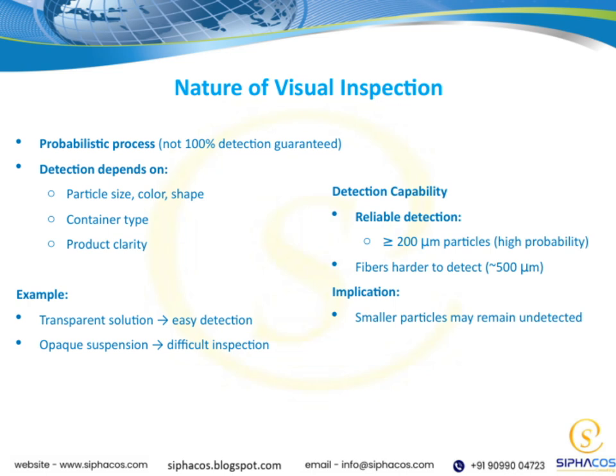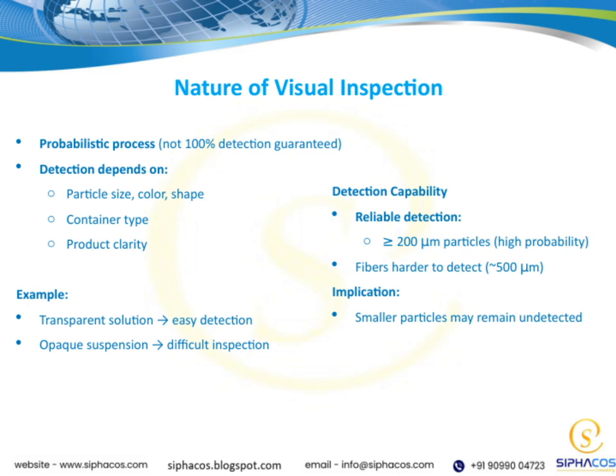When it comes to detection capability, we generally have a high probability of catching particles that are 200 micrometers or larger. Fibers, which are typically around 500 micrometers, are a bit harder to detect reliably. This has an important implication.